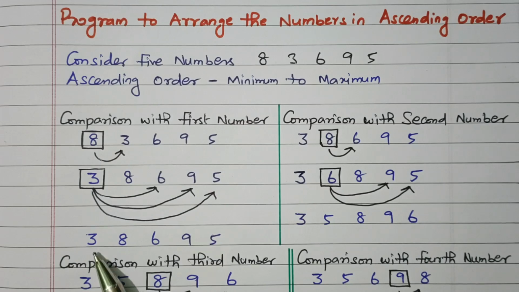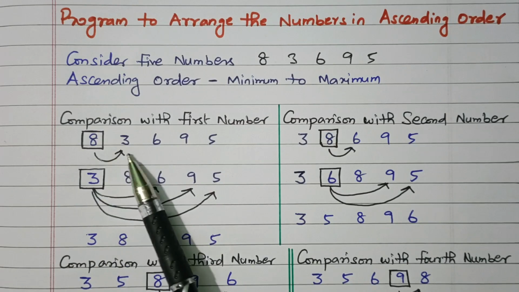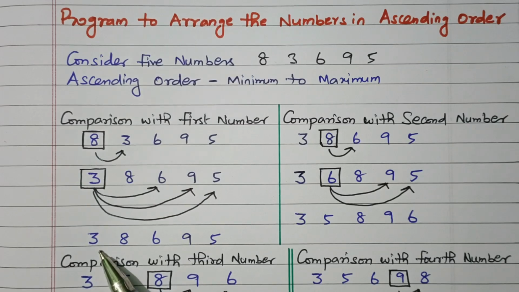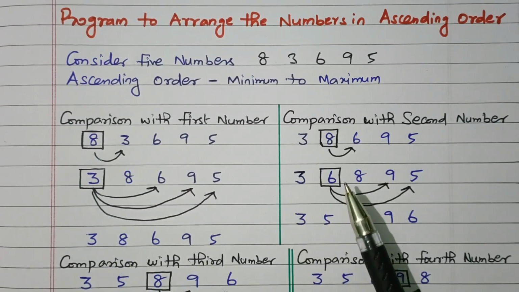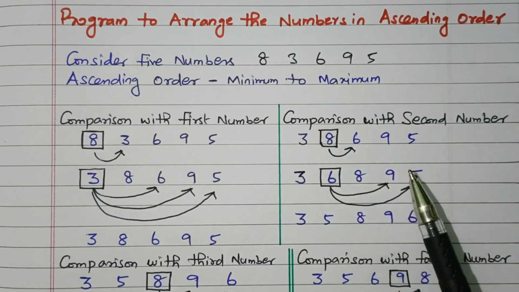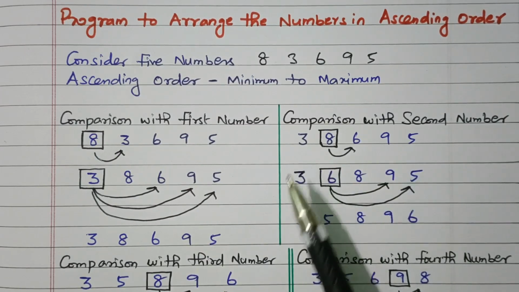Now the numbers are in the order 3, 8, 6, 9, 5. Earlier it was 8, 3, 6, 9, 5. Now it is 3, 8, 6, 9, 5. See, the first number is arranged with the minimum value, right? What is the next step? The second number should be compared with the third, fourth and fifth number. The first number is already arranged, right?